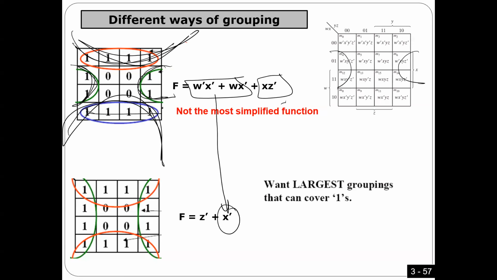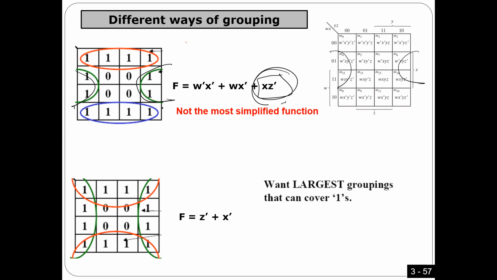I already finished these 4. What about the other ones here? Okay, if you want to keep this group this way, you are going to have this term here. Is that okay? But I can simplify this term more. Why? Because instead of making a group of 4, I can make a group of 8.